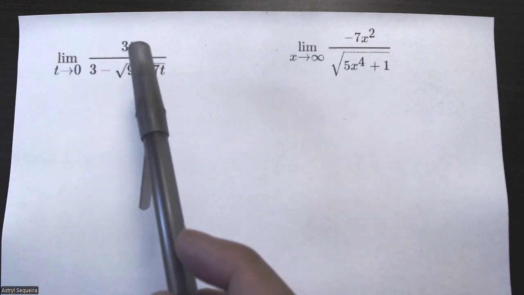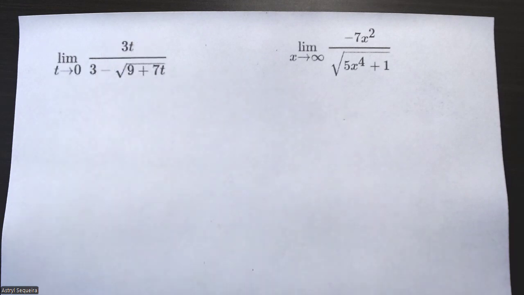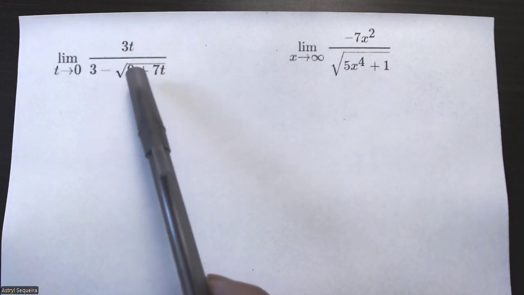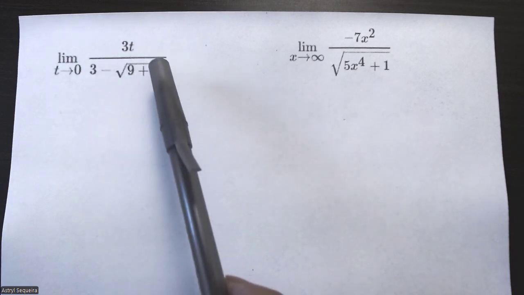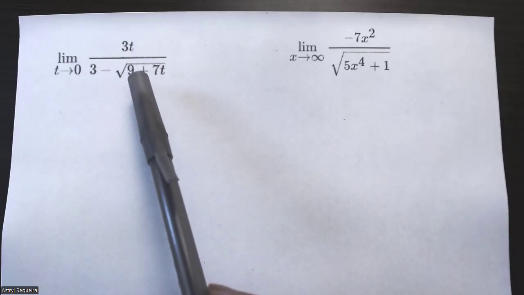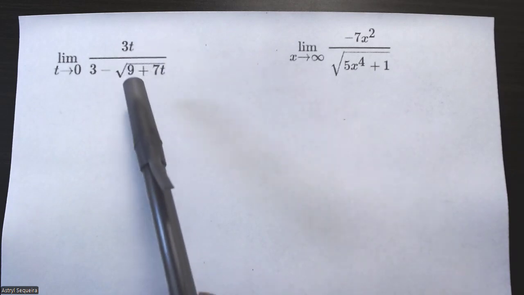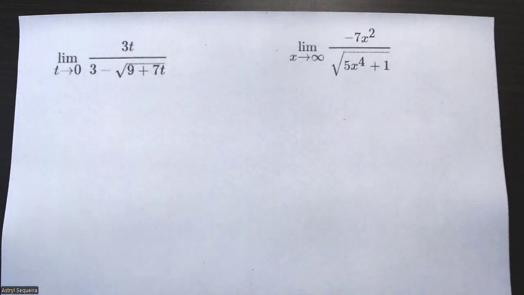So if I sub in 0 into the top, I'll get 3 times 0, which is 0. If I sub in 0 into the bottom, I'll get the square root of 9 plus 0, which is the square root of 9, which is 3, minus 3, which is 0. So I'll get 0 over 0 if I sub the limit in this question, which means the form is indeterminate.